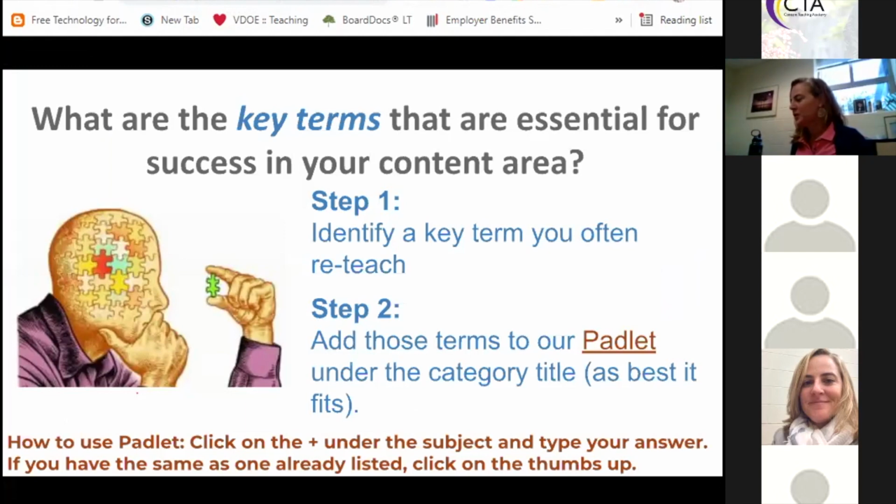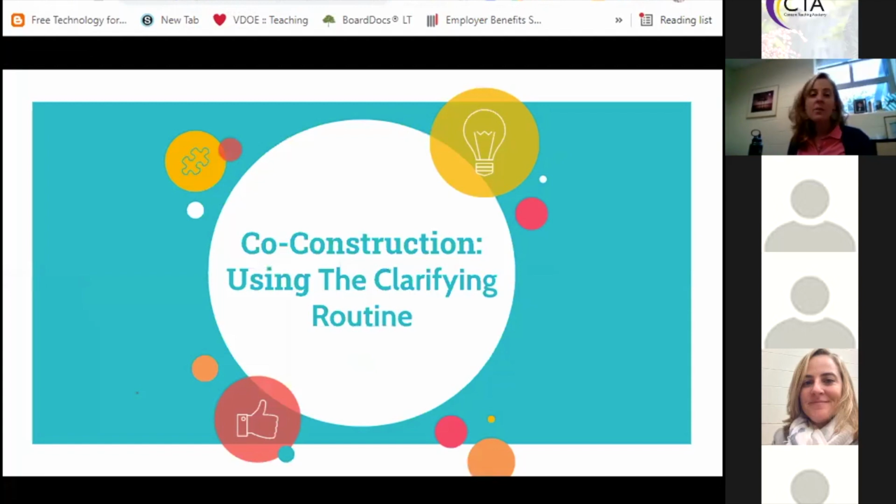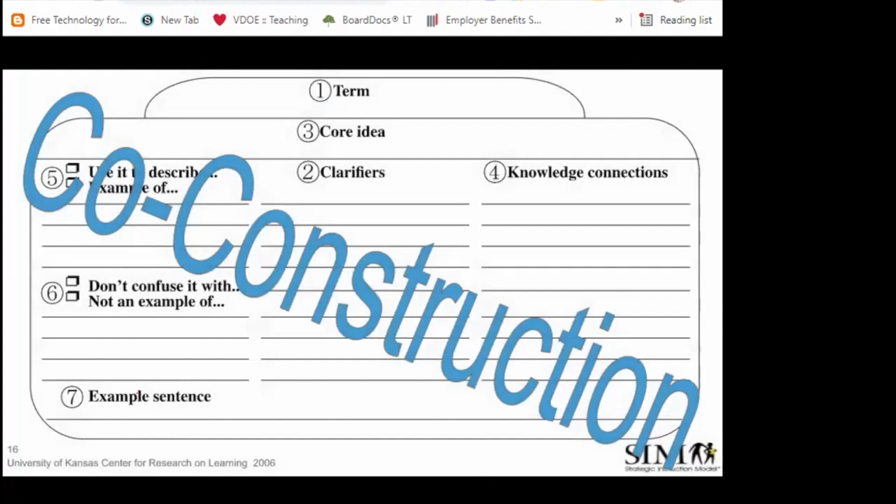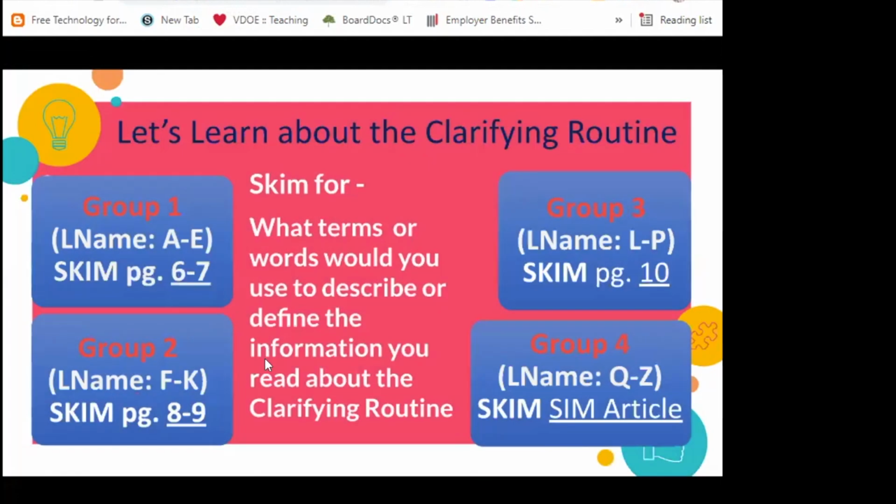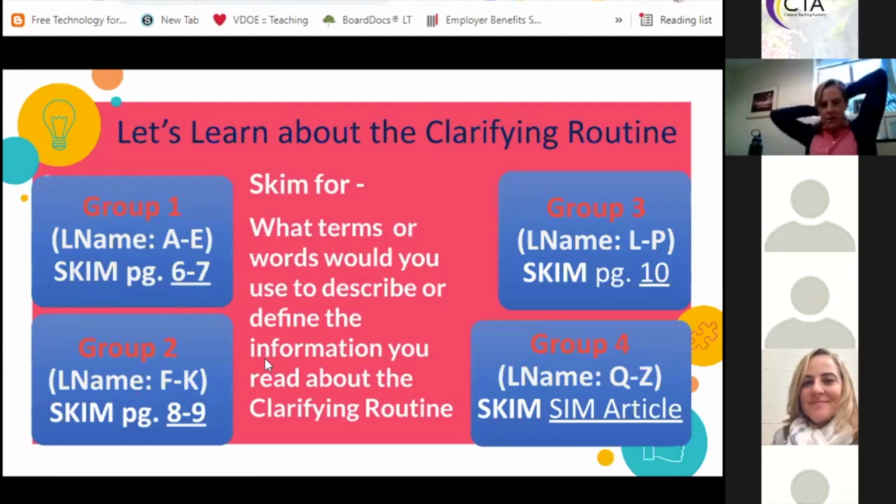Oh, wrong slideshow. I was on your personal notes. All right, so now we're going to go into the co-construction. What I need you to do is to have a little background knowledge, because I wouldn't necessarily do this with my students, since I need them to have background knowledge. But I think you guys are astute enough that we are going to just use this method so that you can learn a little bit more about the clarifying routine.